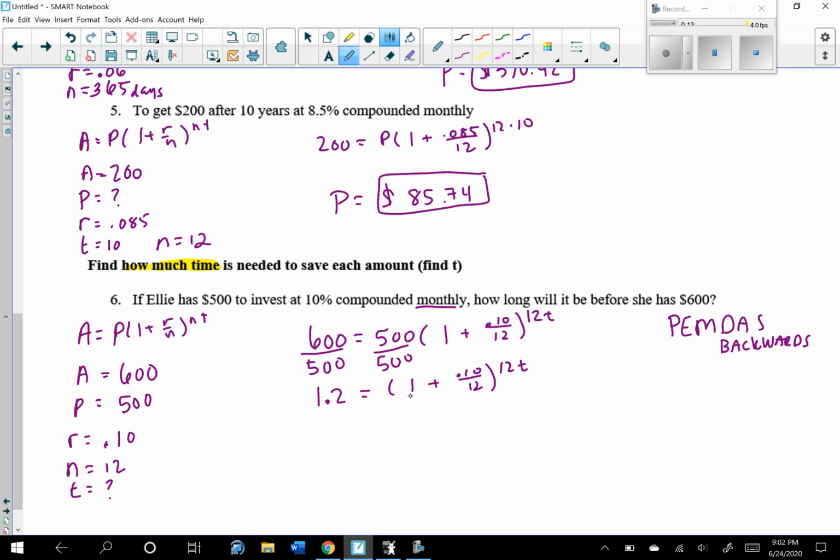So remember, since this is the base with the exponent, we can go ahead and rewrite this in logarithmic form. So this is the log, and the base is 1 plus 0.10 divided by 12, the argument is 1.2, is equal to the exponent 12t. And then the last step would be to divide both sides by 12 to solve for t. And then you'd have to plug this into your calculator.